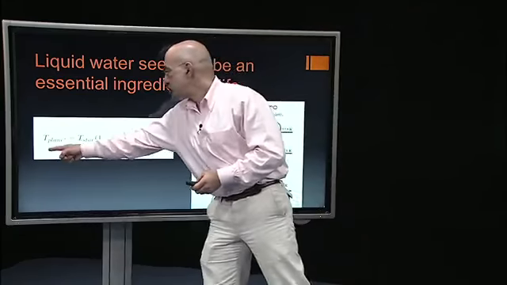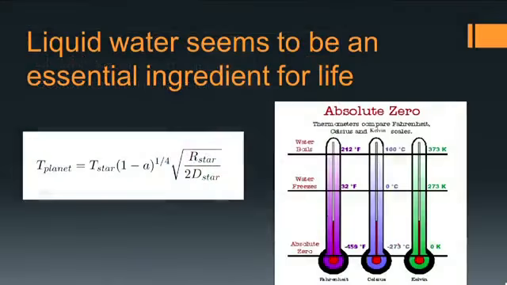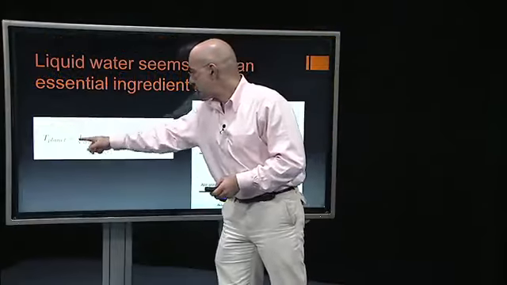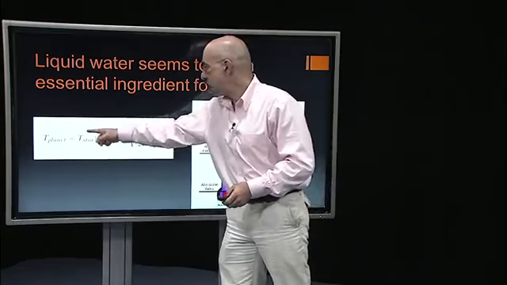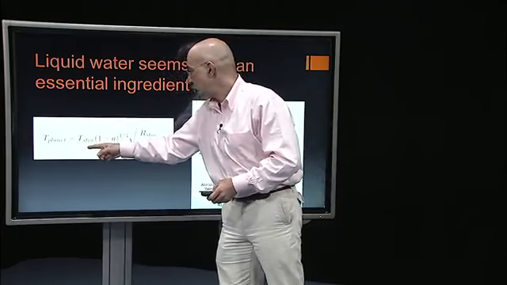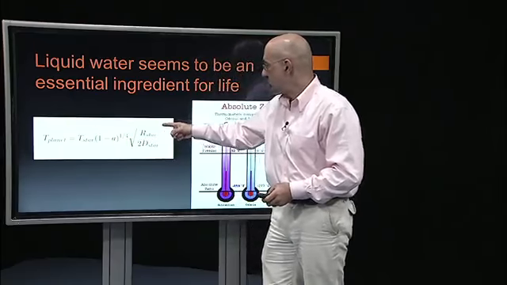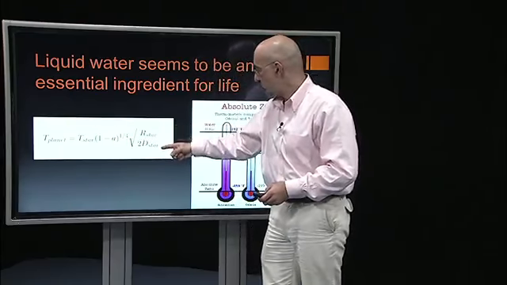The planet's temperature depends on the temperature of the star, the albedo of the planet, how much light bounces back, the size of the star, and the distance to the star. Notice that the size of the planet does not enter into this equation. The planet's temperature is entirely determined by the star's properties, the planet's reflectivity, and the size of the star and its distance.